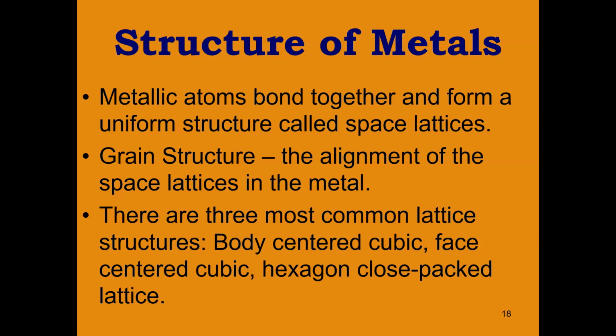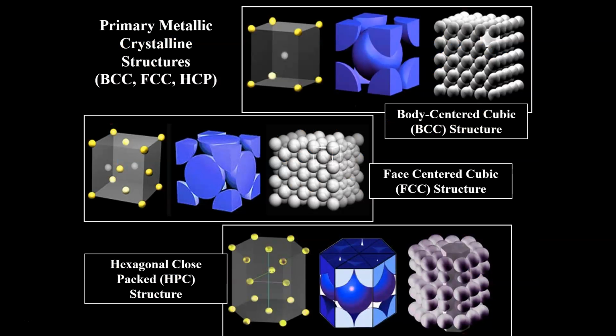Structures of metals. Lattices arrange themselves in a uniform structure and repeat themselves throughout the material, and they're aligned on parallel planes which form the grain structure. Here are metallic crystalline structures: body-centered cubic, face-centered cubic, and hexagonal close-packed structure, depending on what the material is, whether it's steels, aluminums, and we'll talk about each one of these materials and which structures are in them.